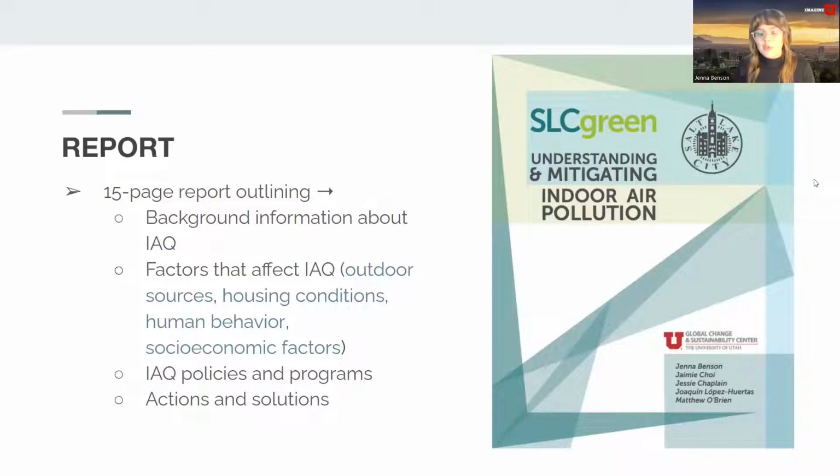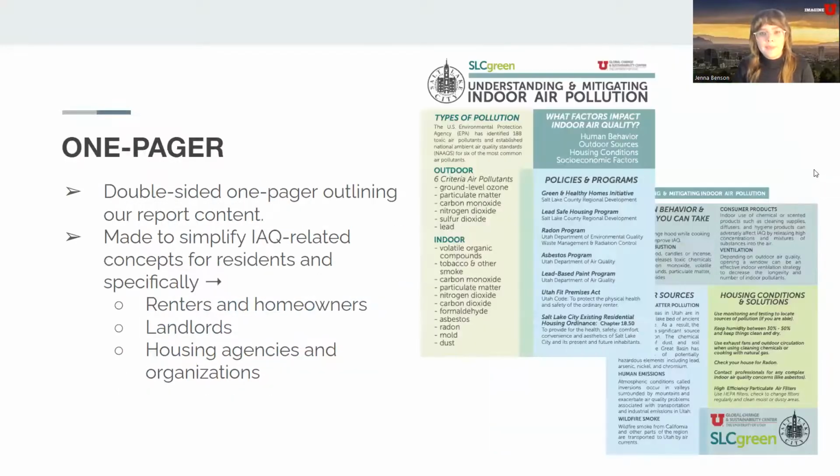We looked into IAQ policies and programs, both locally and outside of Utah, to see what exists here to protect people from indoor air pollution and what could potentially be implemented to further that goal. And we also looked into actions and solutions, especially at the individual level, to improve indoor air quality. Our last deliverable was a double-sided one-pager outlining the same content in our report. We created this to simplify some of that information, especially for renters and homeowners, landlords, and housing agencies and organizations.